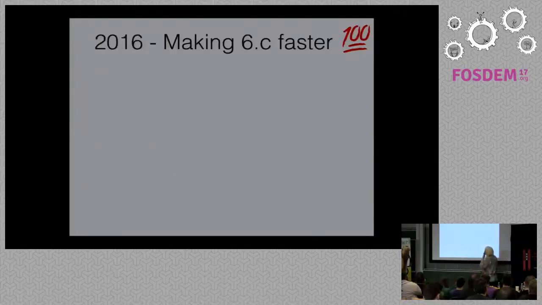So what did we do in 2016? Well, we really worked on making 6.c, which is the version of Perl 6 that was released at Christmas, hence the C.